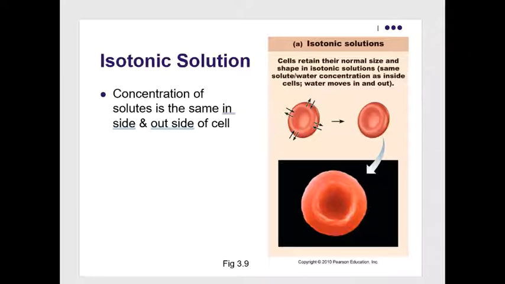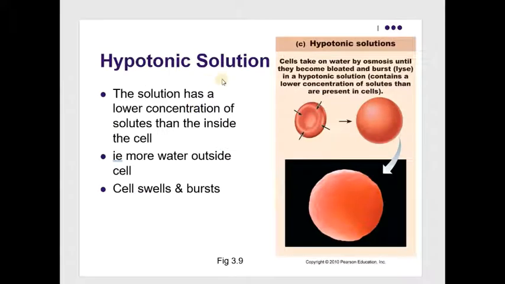Okay, so we want just enough solution in order to maintain what we call an isotonic solution. It's naturally going to want the same amount of water on the inside as the outside of the cell. So when it's totally equal, we call it isotonic. If we have more water on the outside, more solutes on the inside, that water is going to rush in and burst the cells.